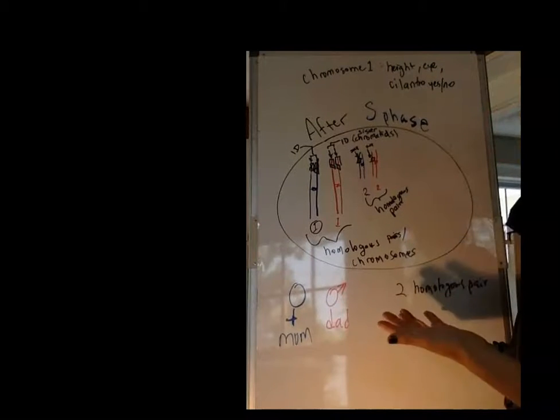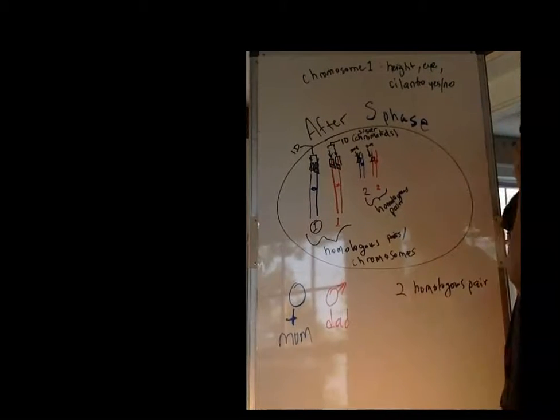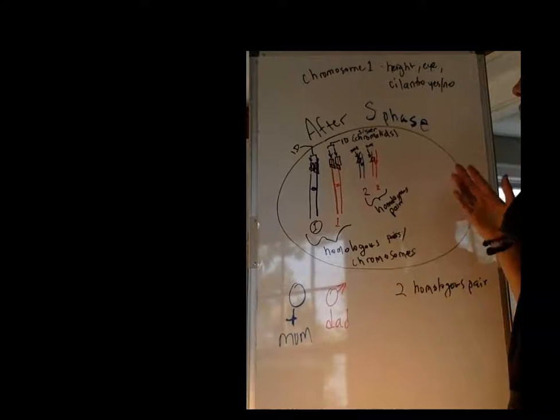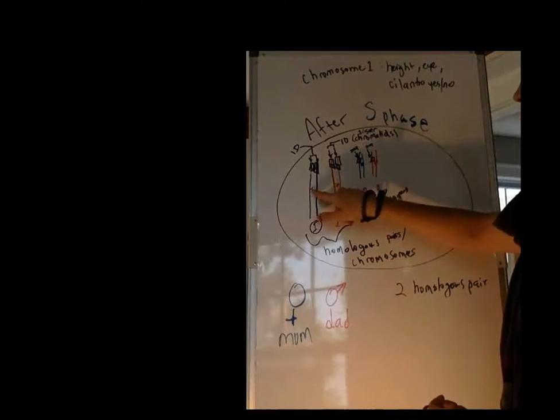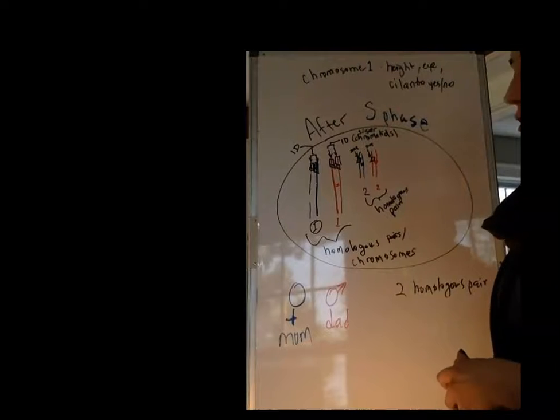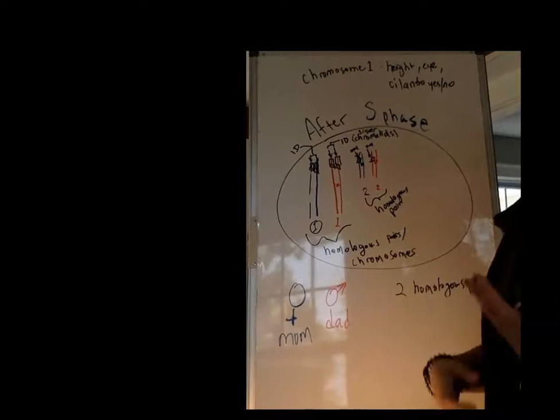So in mitosis, after metaphase, we would get the separation of sister chromatids. So we would just erase this connection. In meiosis, we do something different.